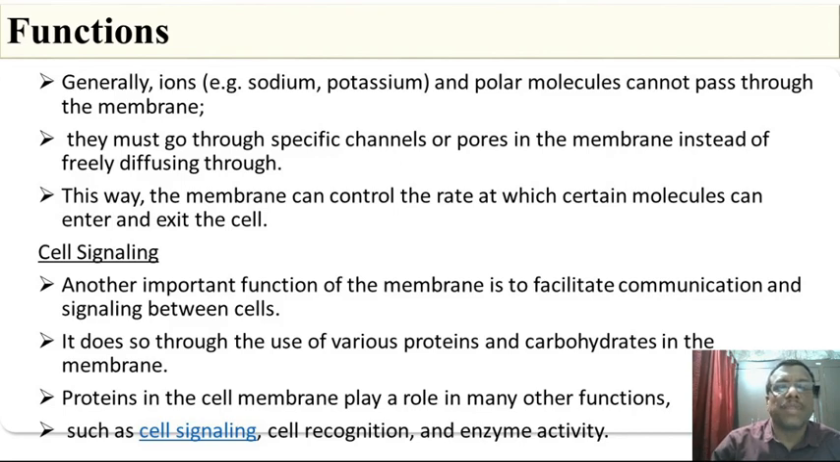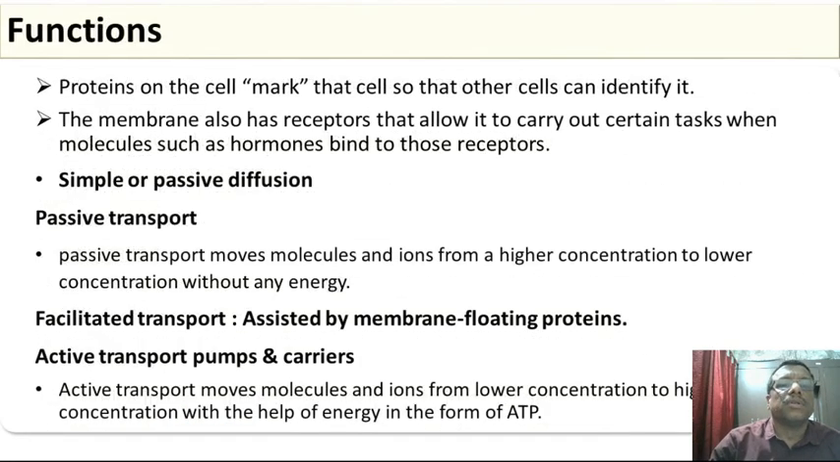Proteins in the cell membrane play a major role in different functions such as cell signaling, cell recognition and enzyme activity. Proteins on the cell mark the cell so that other cells can identify it. The cell membrane also has receptors which allow certain tasks to be carried out when molecules such as hormones bind to these receptors. They act as receptors present in the plasma membrane.